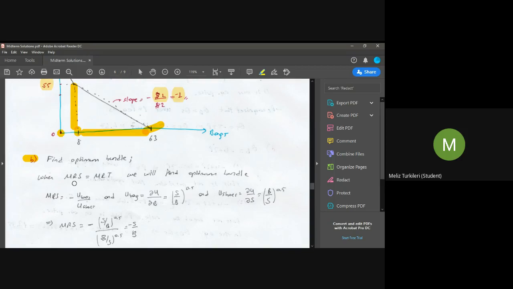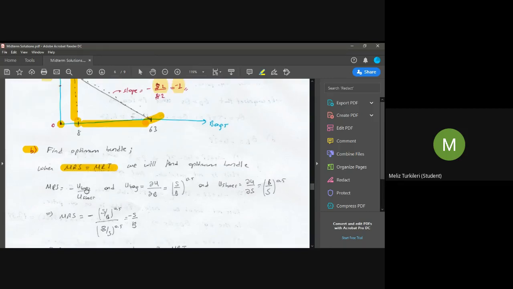What we know for the optimal bundle is that the marginal rate of substitution should be equal to the marginal rate of transfer. And we know that the marginal rate of substitution is equal to the marginal utility of bags divided by the marginal utility of shoes. Obviously, it is a negative version of that. Let's try to find the marginal utility of bags.